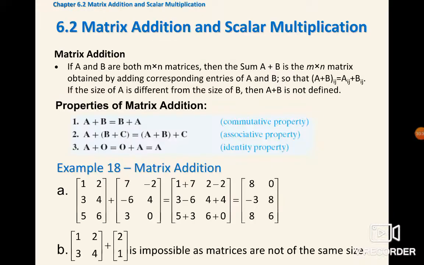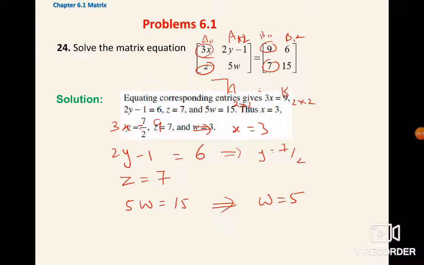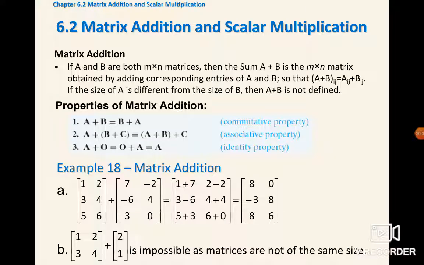Now let's go to the next topic, matrix addition and scalar multiplication. So when can we add two matrices, what is the condition for that? And obviously, what is the operation, how we operate it, and then how to multiply a scalar with a matrix. This is what we are going to discuss in this chapter.